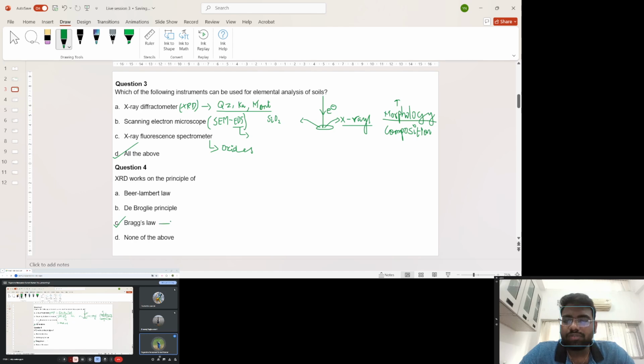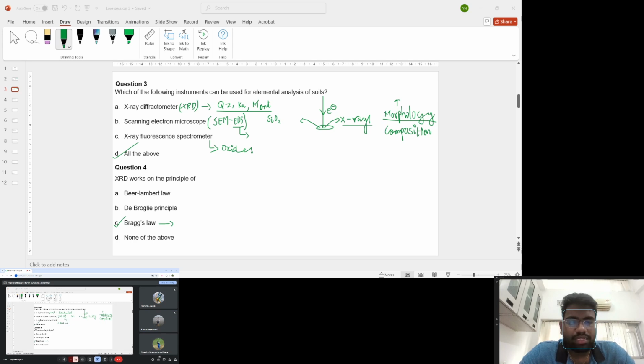What does Bragg's law specify? How do you define Bragg's law in a simple equation? Any idea? If you know, you can say. If you don't know, you can say that you are not aware of it. No idea.